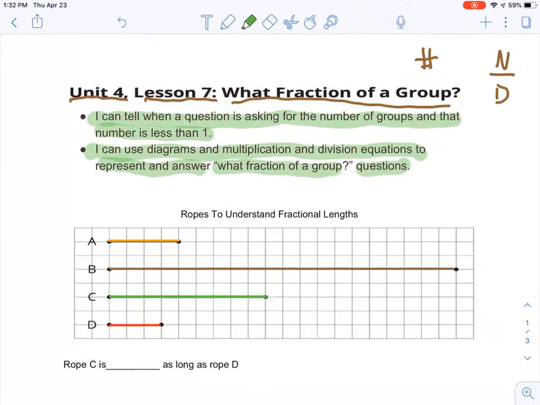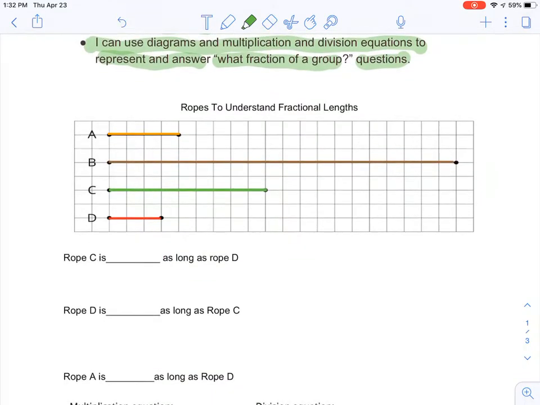So for this first group of questions, you're going to be given a series of ropes. So rope letter A, rope letter B, C, and D. And each rope, as you can see, has different lengths. So you're going to be taking these lengths and making comparisons. Now let's take our first one. Rope C is what as long as rope D? So you need to determine how much longer rope C is compared to rope D.